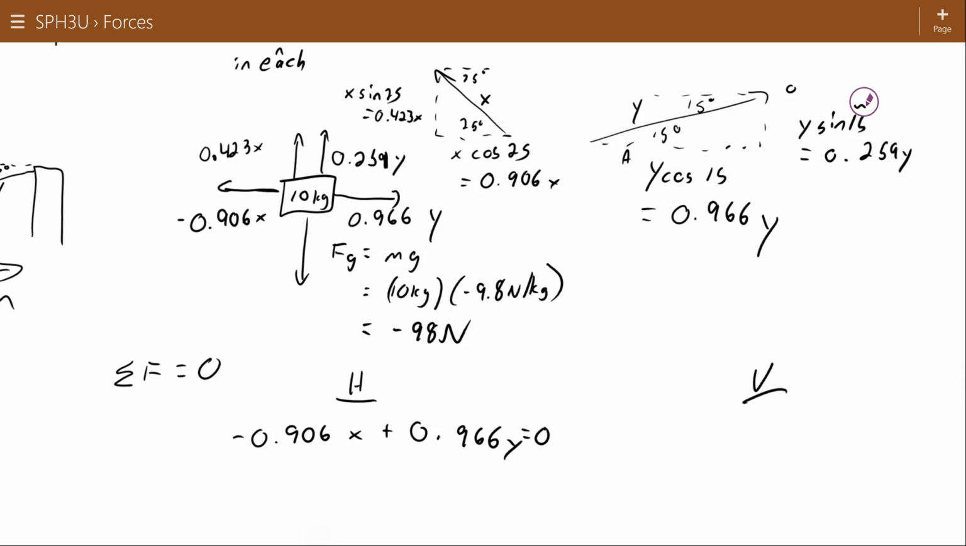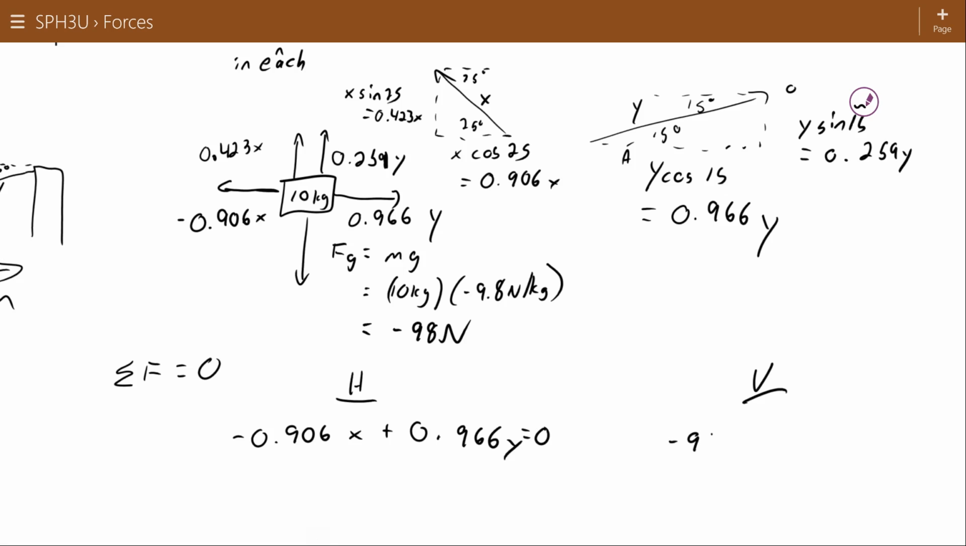In the horizontal direction, I can see that the two tension forces have to balance each other out. However much one is pulling, the other one has to pull back horizontally, or else this monkey is going to swing from side to side. With that in mind, I can use that to come up with a simplified equation for x or y. I'll do that in a second. But first, let's look at what's going on in the vertical direction.